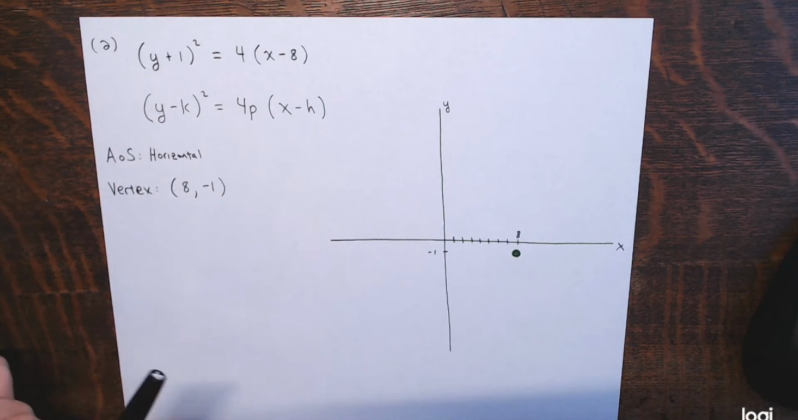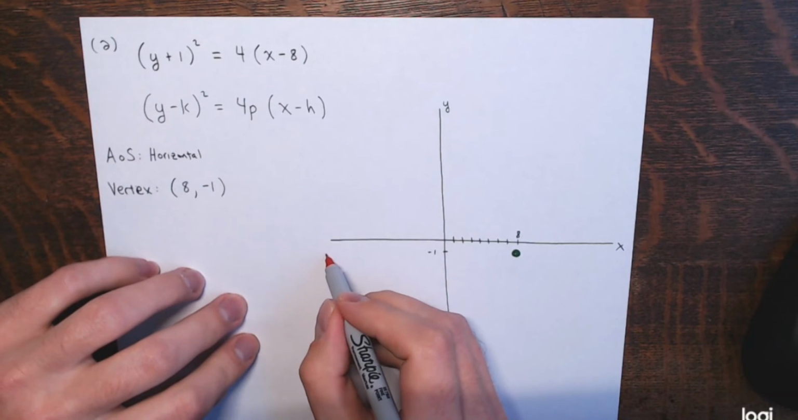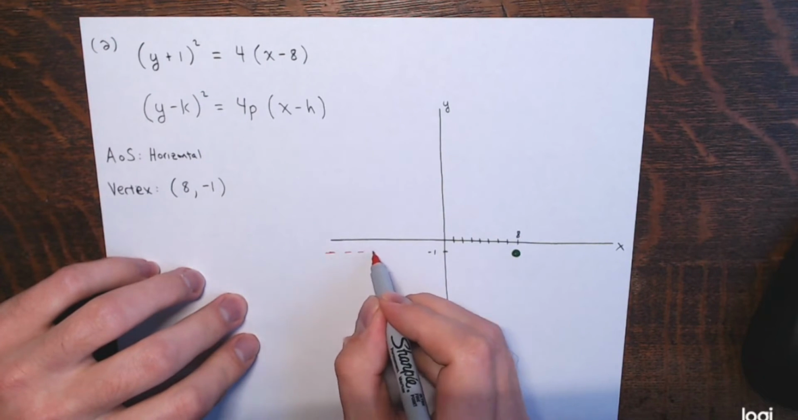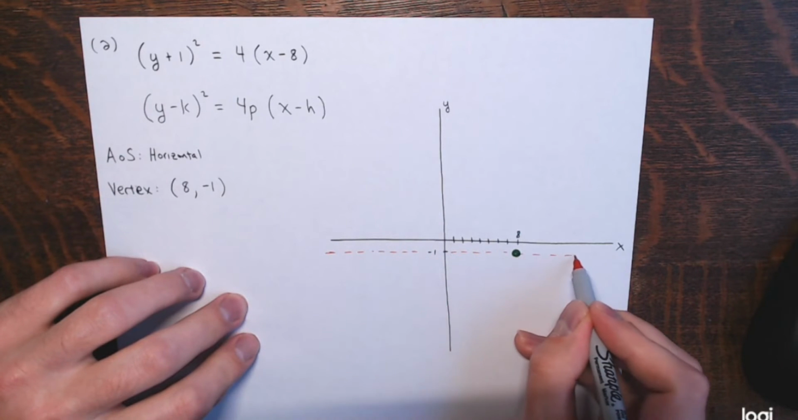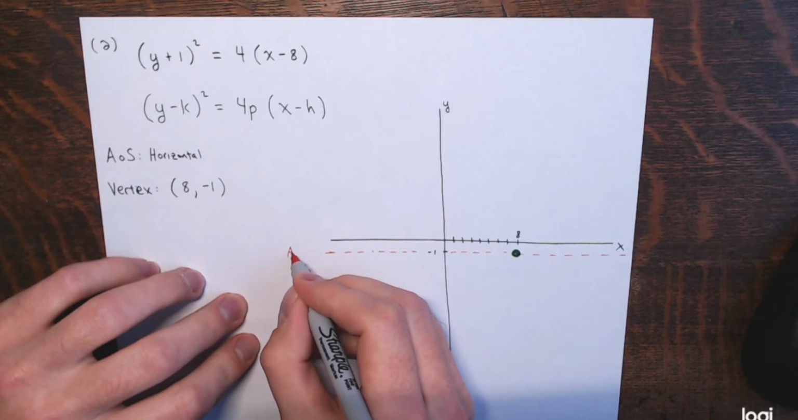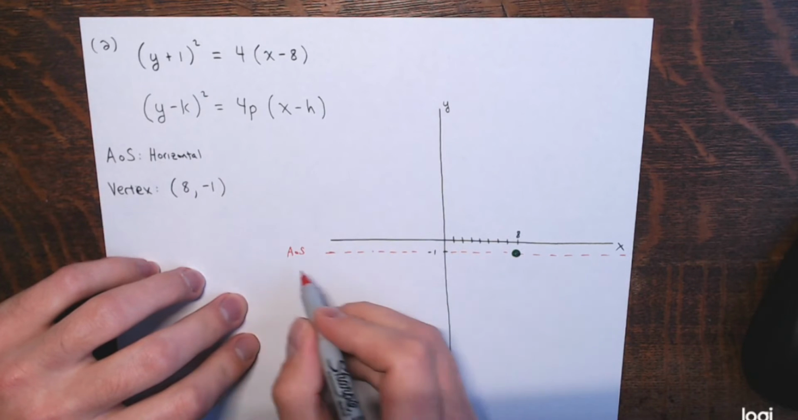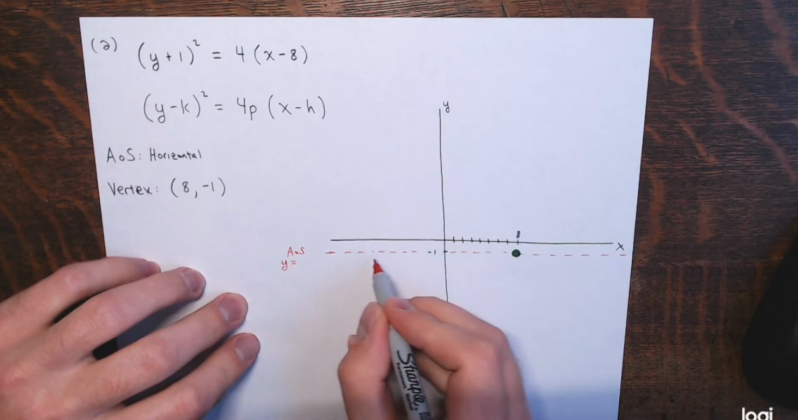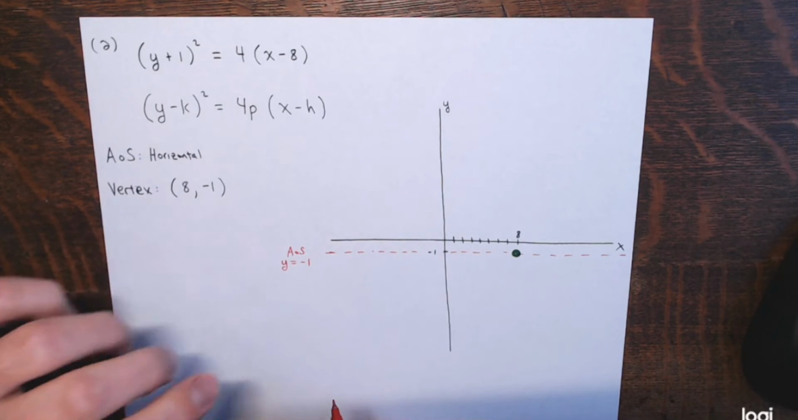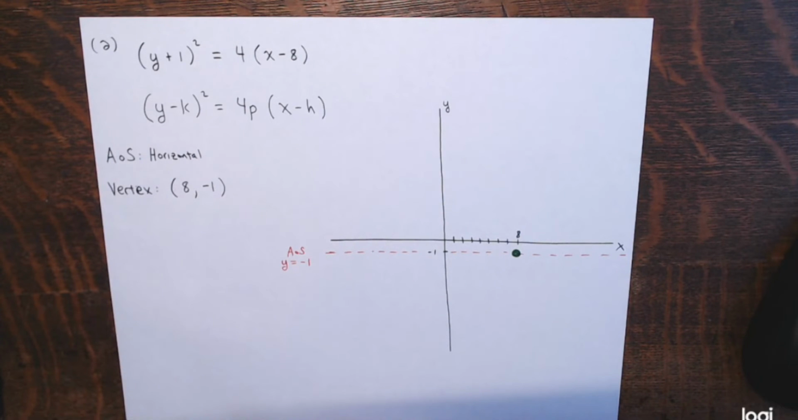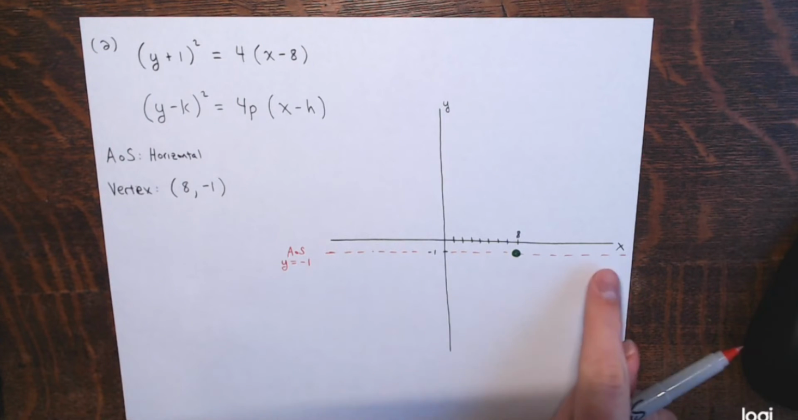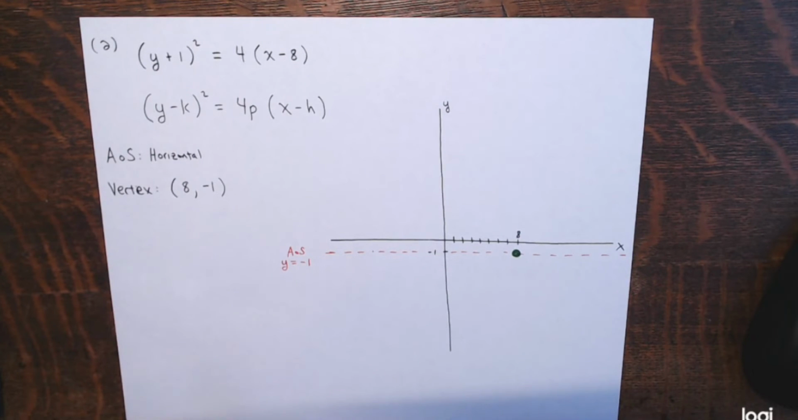And the axis of symmetry has got to be horizontal. So the horizontal line that goes through the vertex, this dotted line here. There's the axis of symmetry, and it's a horizontal line, so the equation is y equals -1, the y coordinate of the vertex. All right, and then the focus is going to be somewhere on this line, either to the right or to the left. It all depends on the value of p.